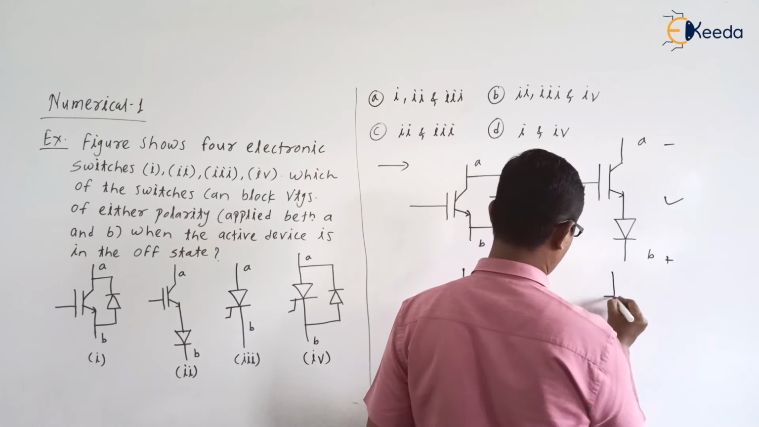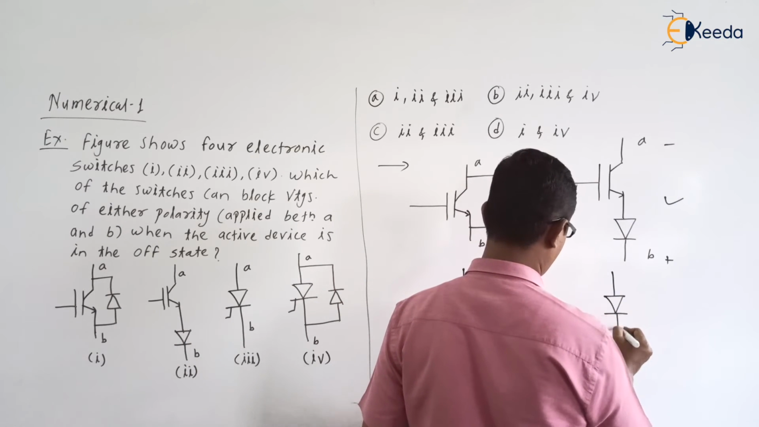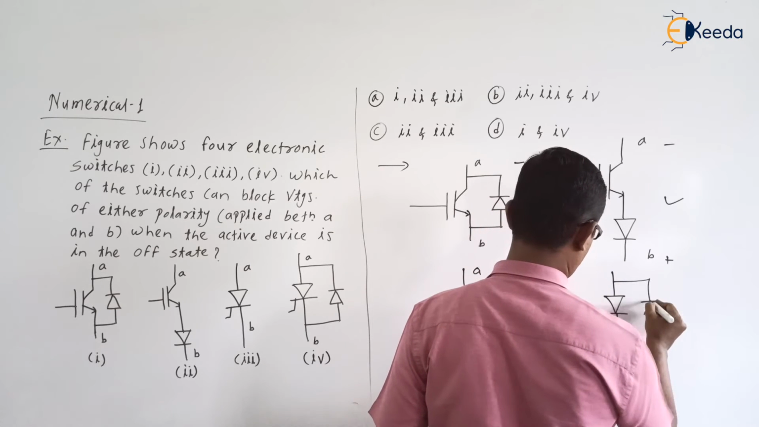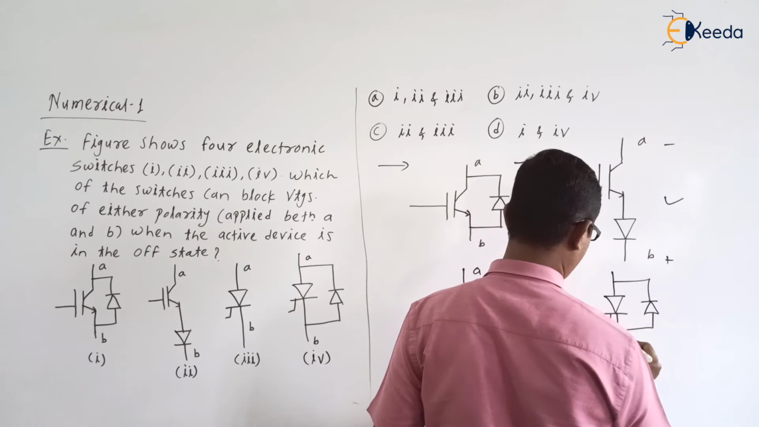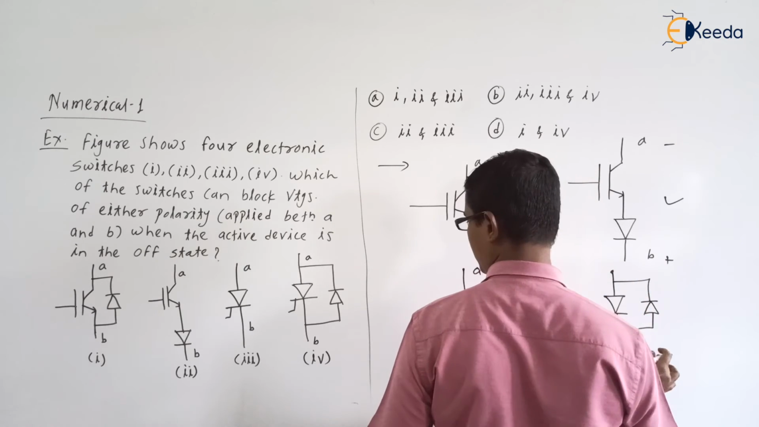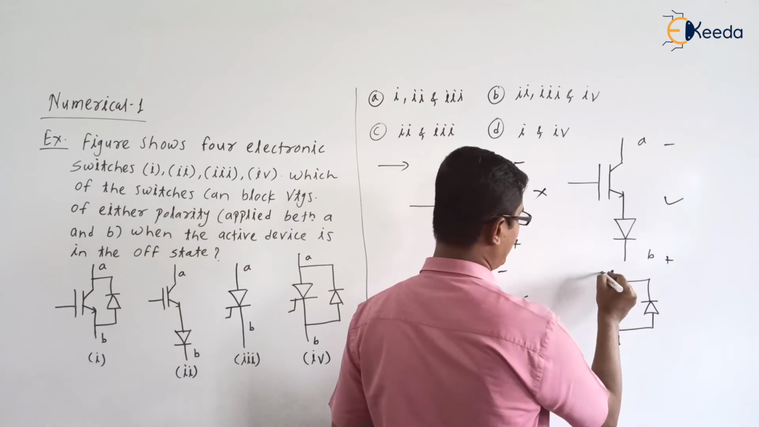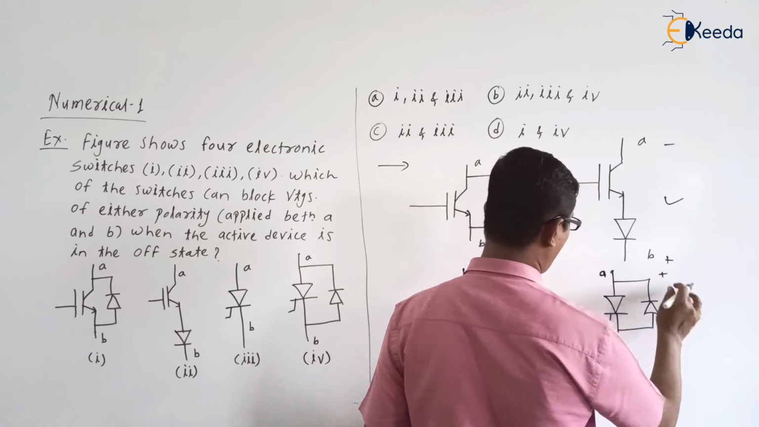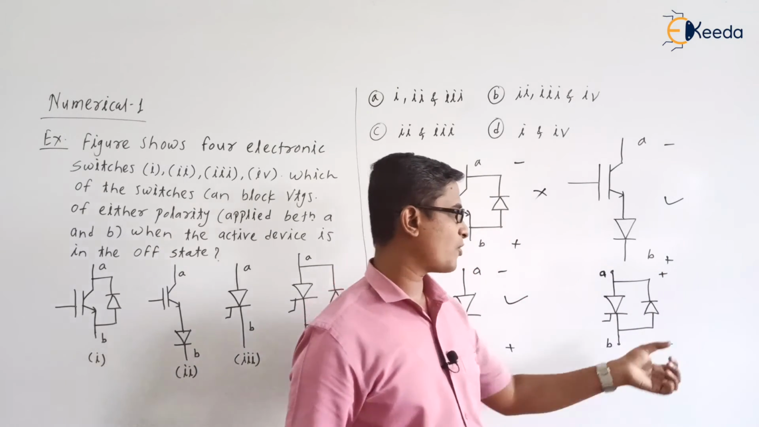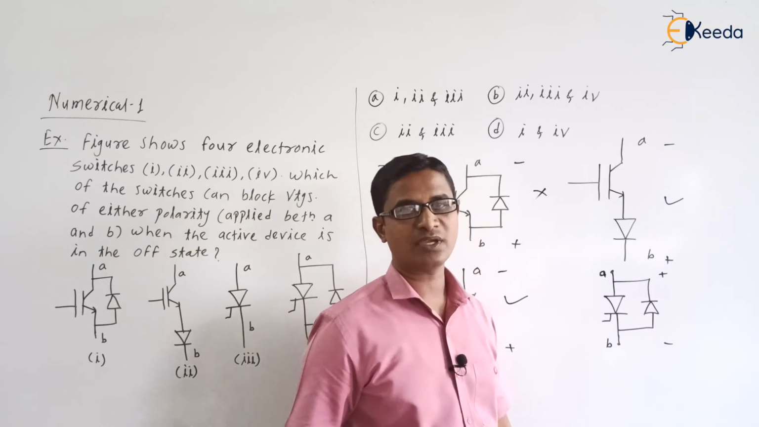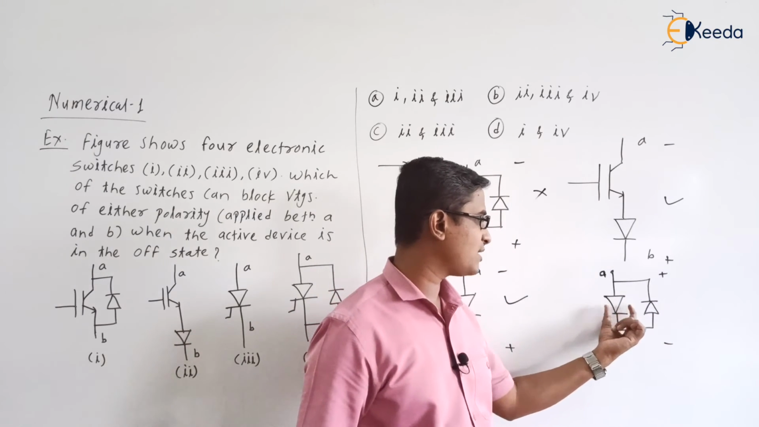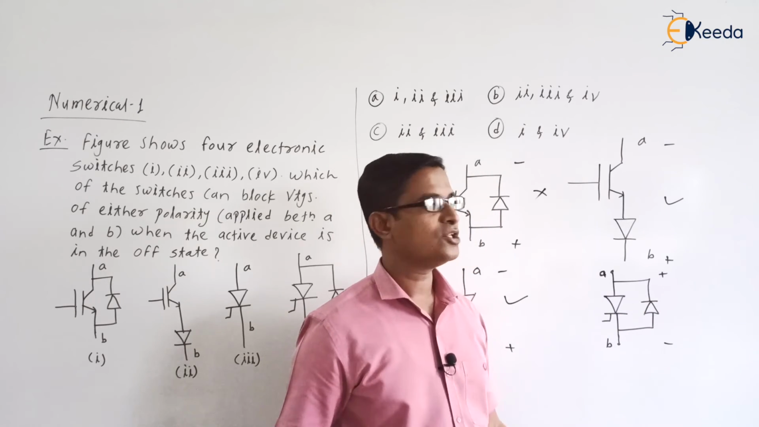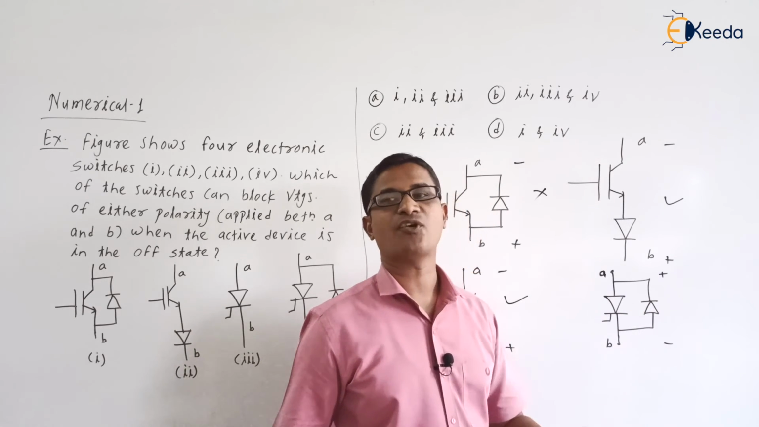So thyristor in parallel with a diode. Here it is A and here it is B. So let us check whether this switch blocks the forward voltage or not. So forward voltage means plus here minus here. So when SCR is in the off state, yes, plus here minus here means diode also will be in the reverse bias mode. So this switch combination can block the forward voltage.